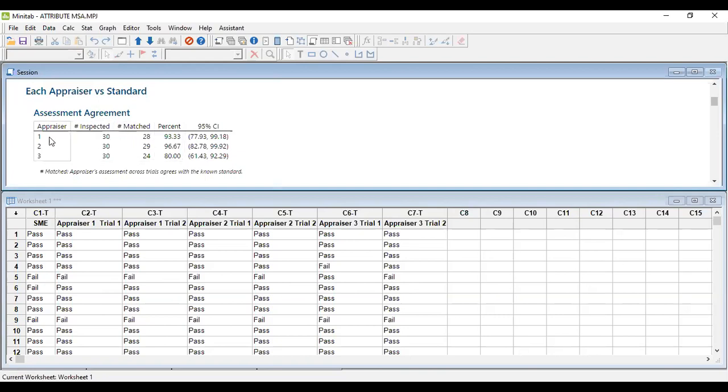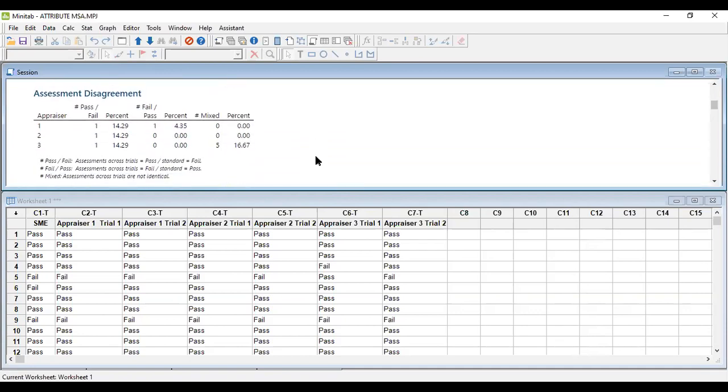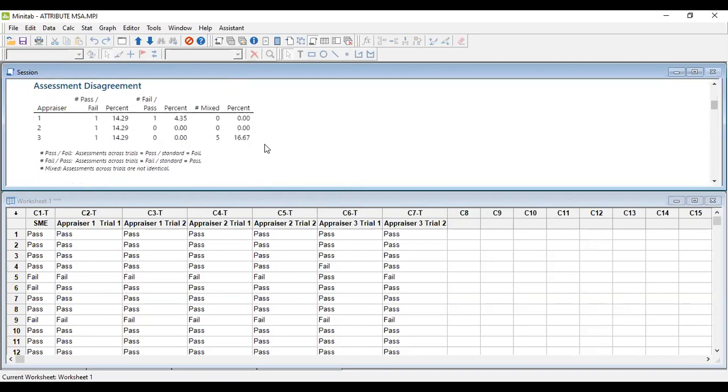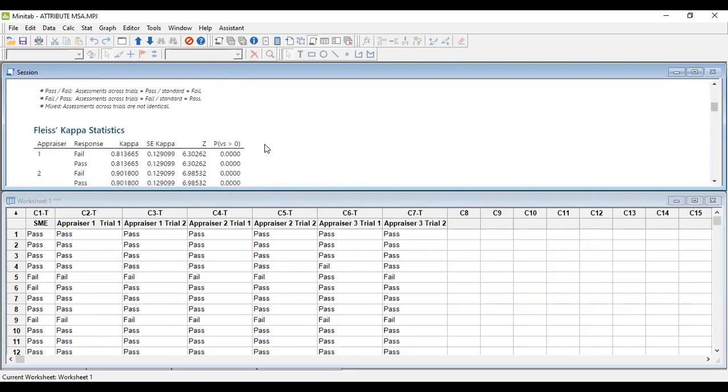Standard is nothing but what SME has given, right? Now, the first one, if you look at, he's inspected 30 and match is 28 and 93% accuracy. Second one is 96 and the third one is 80. So exactly what we saw in the graph, there's an issue with the third appraiser in terms of accuracy. Now we will see further results. What we've seen is only accuracy, which is appraiser versus a standard. Now we'll have to look at repeatability as well as reproducibility, right? Two other metrics.